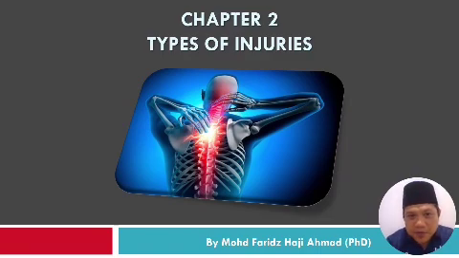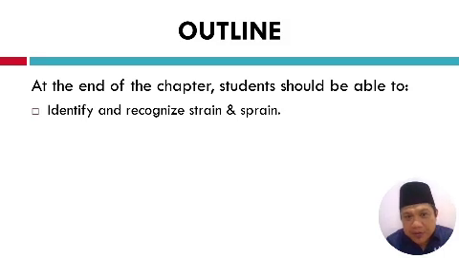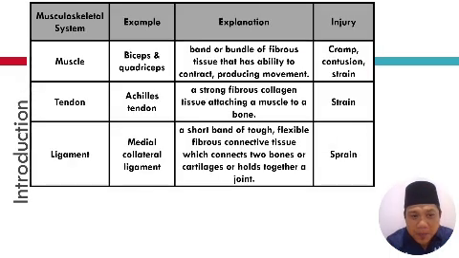Today we are going to cover chapter 2, types of injuries, sprain and strain. For the outline, at the end of the chapter, students should be able to identify and recognize strain and sprain. As an introduction, there are three musculoskeletal systems that are related to strain and sprain. They are muscle, tendon, and ligament.